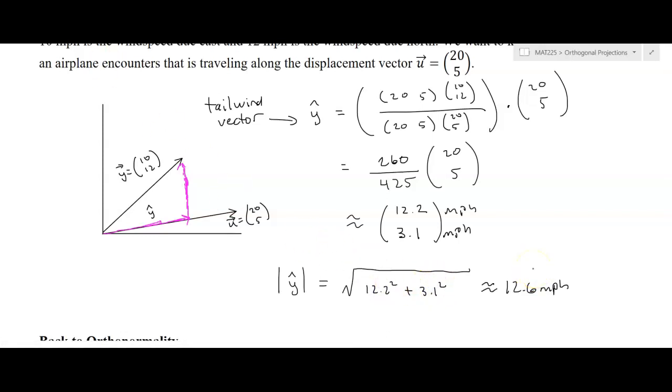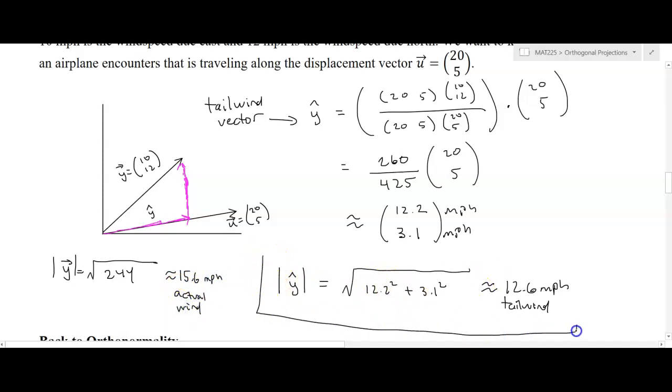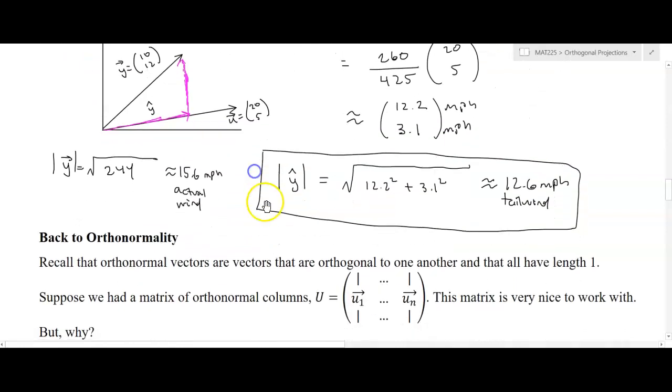And we get 12.6 miles per hour in the direction, or we could just say tailwind. And if we found the magnitude of the actual wind speed in the direction it's going, I mentioned that y hat, the magnitude, is going to be smaller. The magnitude of y will be the square root of 100 plus 144, which is 244, and the square root of 244 is 15.6 miles per hour, and that's the actual wind. But the tailwind against the plane is a little bit smaller. This is the answer that we were after, but this allowed us to see that the wind itself is stronger.